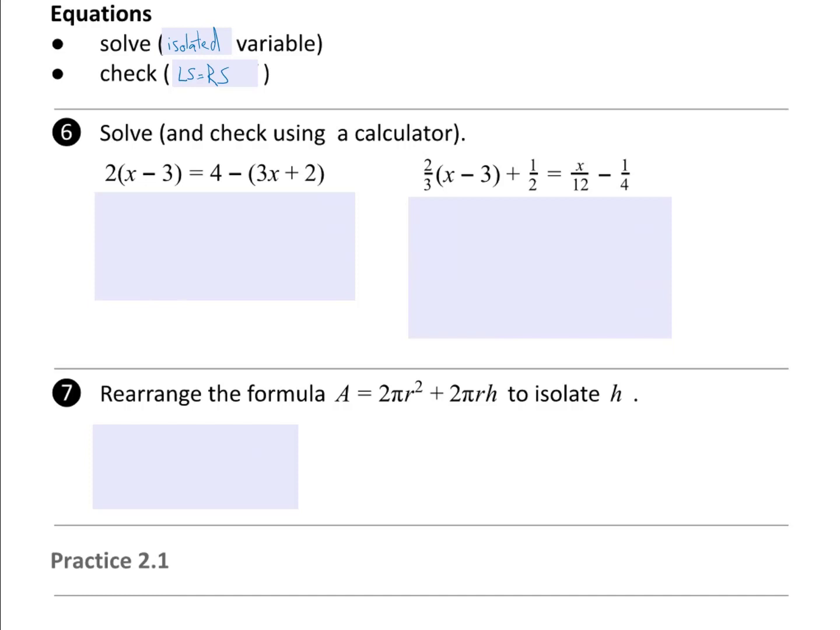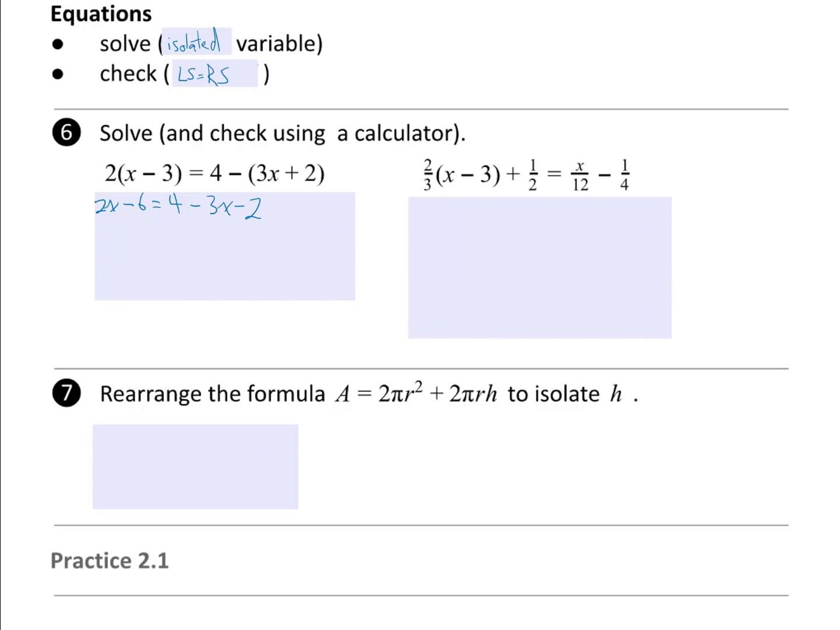Okay, so we have a bracket on the left side. We have to expand that bracket first. Same with the right. It does have a negative and then brackets. That means we're going to multiply negative 1 into each term there. So this means that this is going to be 2x minus 6 equals 4 minus 3x minus 2, because we had to multiply negative 1 into each term.